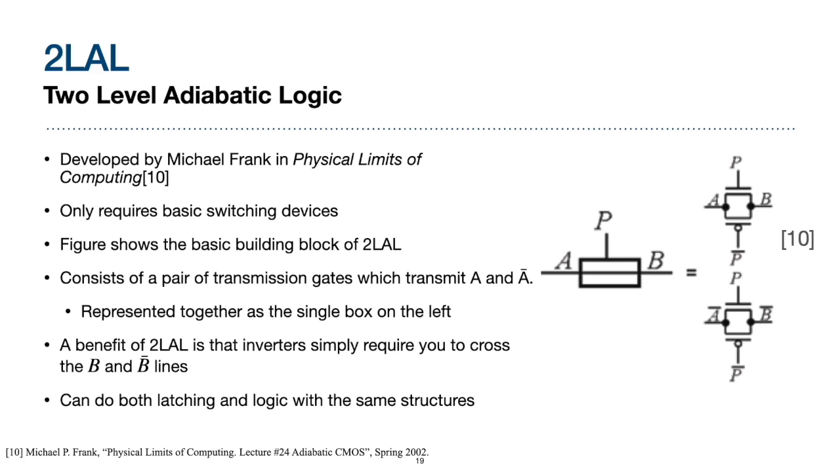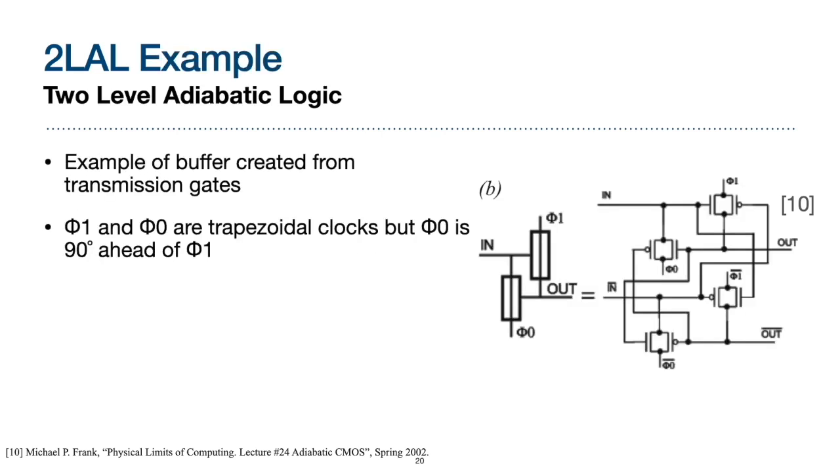It can also do both latching and logic with the same structure. To help explain this two-level adiabatic logic approach, we have an example that you can see on the right here. This is an example of a buffer created from transmission gates, where phi1 and phi0 are trapezoidal clock signals, but phi0 is 90 degrees ahead of phi1 in phase. Thanks to this extra phase offset, the circuit can function properly.